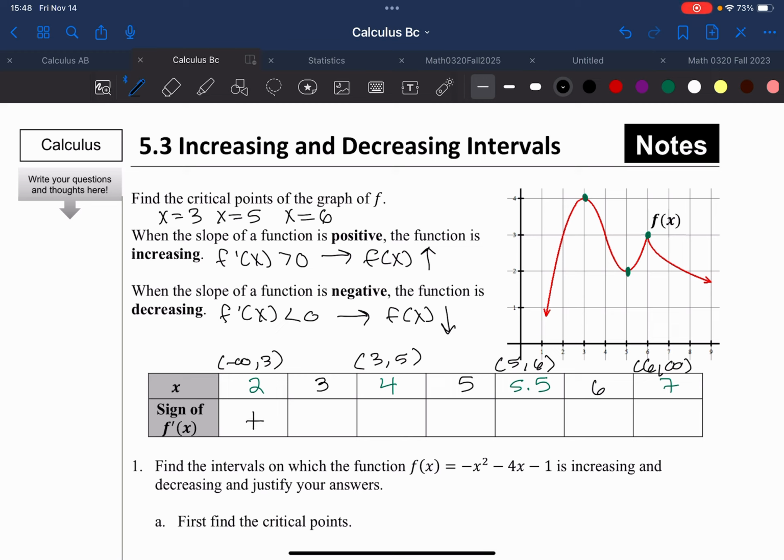The sign of the derivative at 3 is 0 because of that 0 slope. Then we check 4. That's right here, and this is now a negative slope. So we write negative. 5 is 0 because of this 0 slope. 5.5, which is right here, is a positive slope. At 6, the slope would not exist, so we would say undefined because of that cusp. And then for 7, we're right here, which is going to be a negative slope.